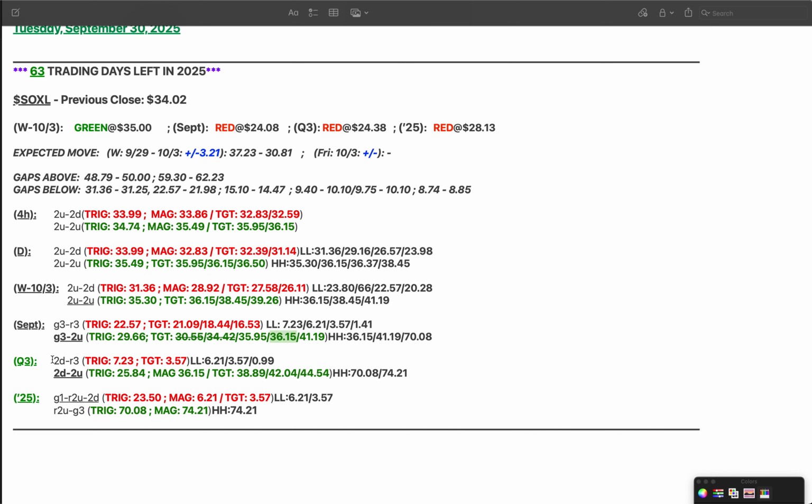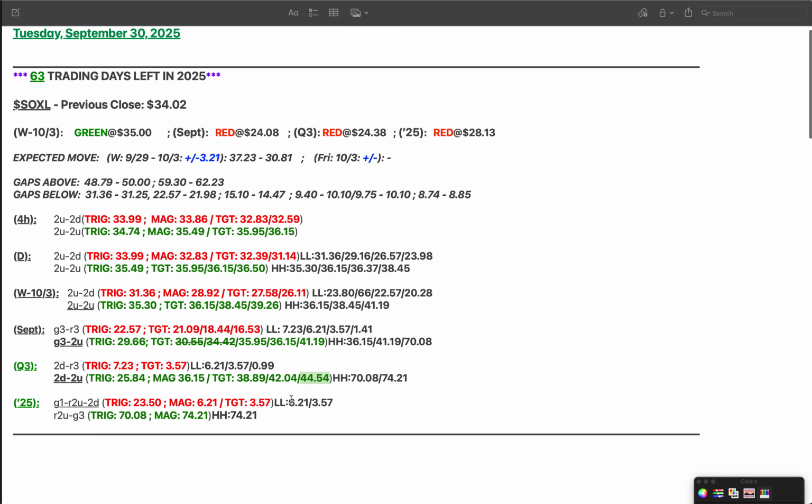From the quarter, we have the 2 down, 2 up that's triggered and in force, triggered at 25.84. The magnitude is at 36.15 magic number. If we do reach that, then we've got extended targets of 38.89, 42.04, 44.54.